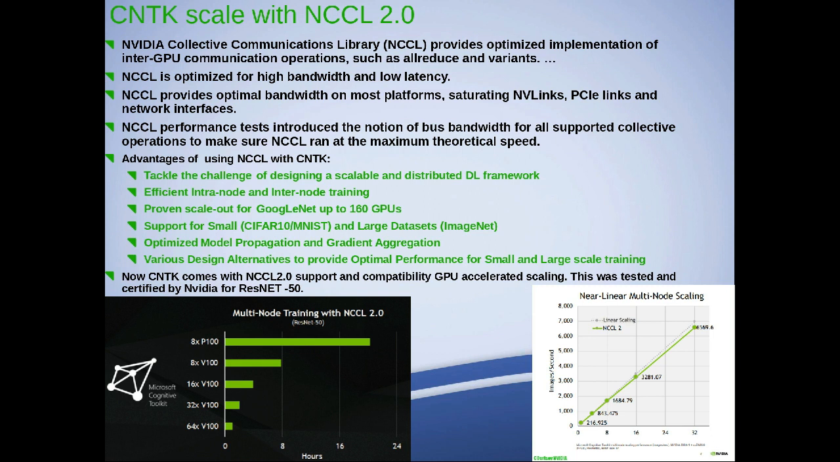Advantages of using NCCL with CNTK. 1. Tackle the challenge of designing a scalable and distributed deep learning framework. 2. Efficient intra-node and inter-node training. 3. Proven scale-out for GoogleNet up to 160 GPUs. 4. Support for small datasets such as CIFAR10 or MNIST and large datasets such as ImageNet. 5. Optimize model propagation and gradient aggregation. 6. Various design alternatives to provide optimal performance for small and large-scale training.